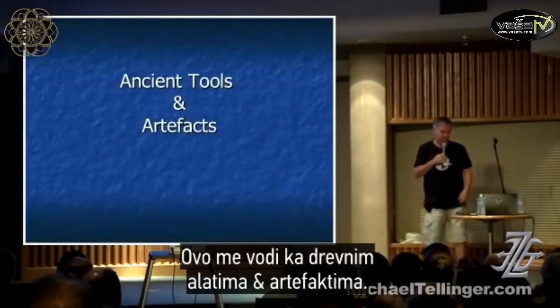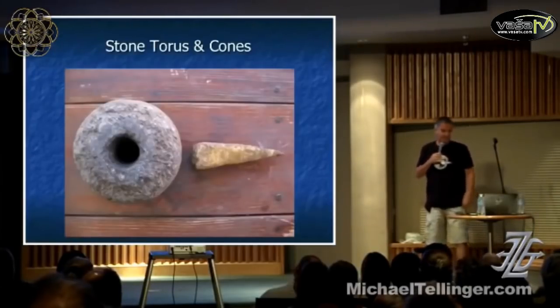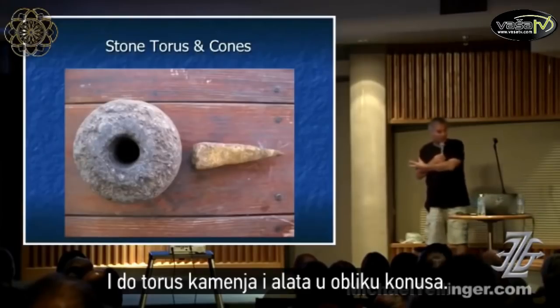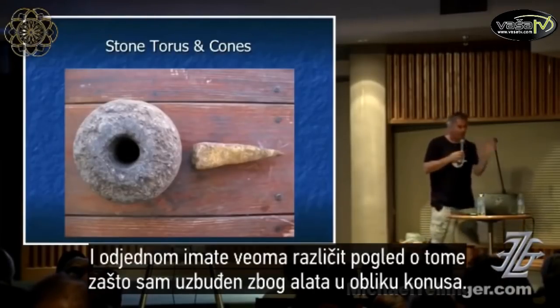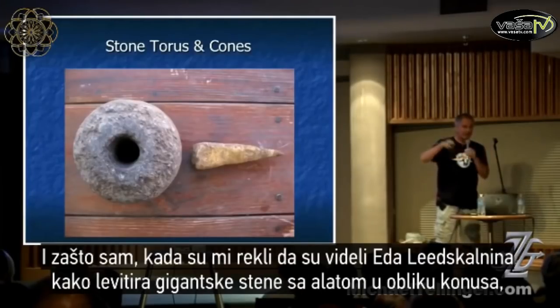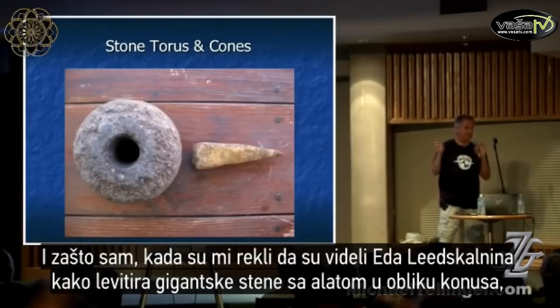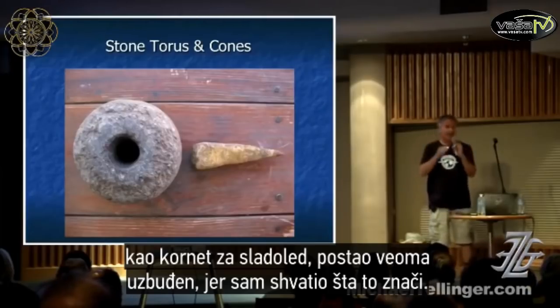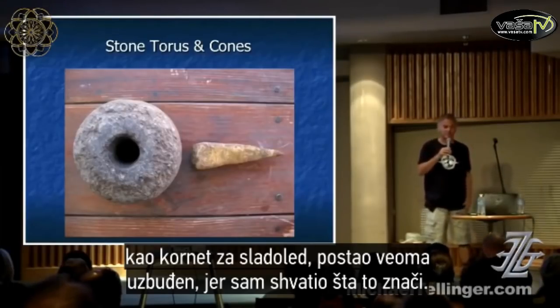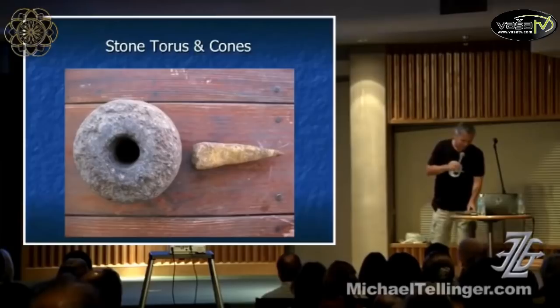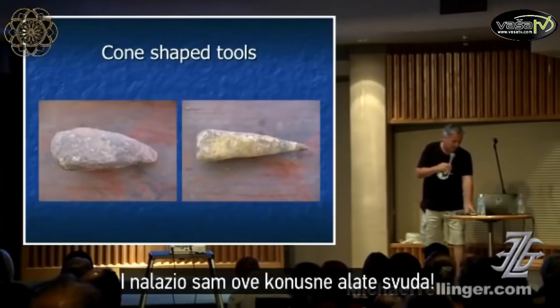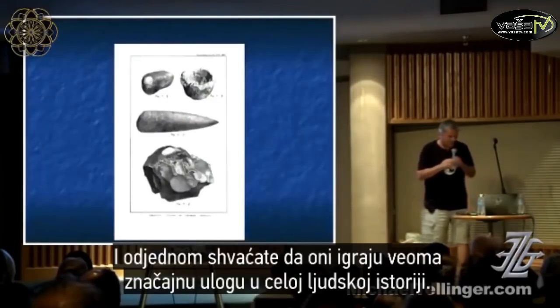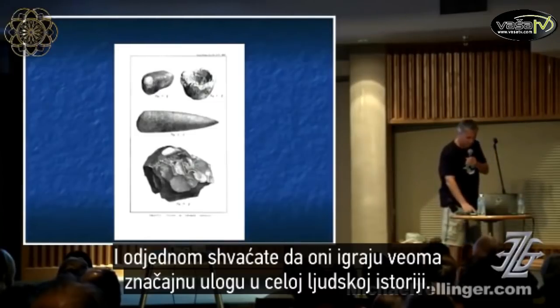So this brings me to the ancient tools and artifacts and the Torah Stones and the cone-shaped tools. Now suddenly you have a very different take on why I get excited about the cone-shaped tools, and why, when I was told that Edward Leedskalnin was seen levitating the giant rocks with these cone-shaped tools as ice cream cones, I got extremely excited because I understood what it means. And I've been picking up these cone-shaped tools everywhere. And suddenly you realize that they play a very important role in all of human history.